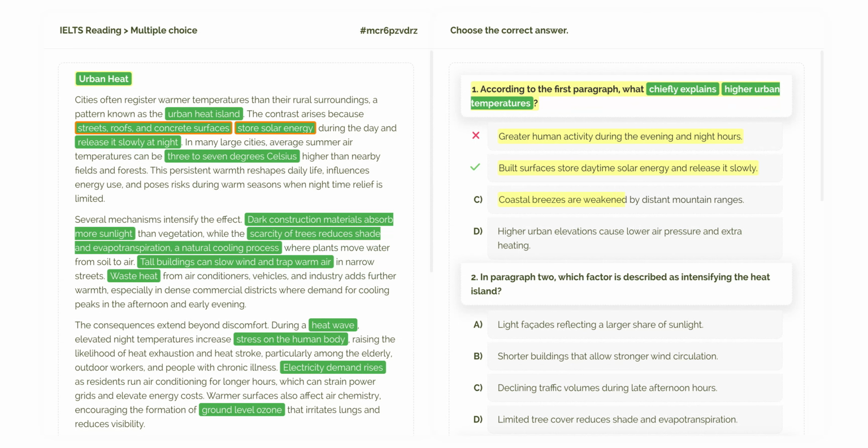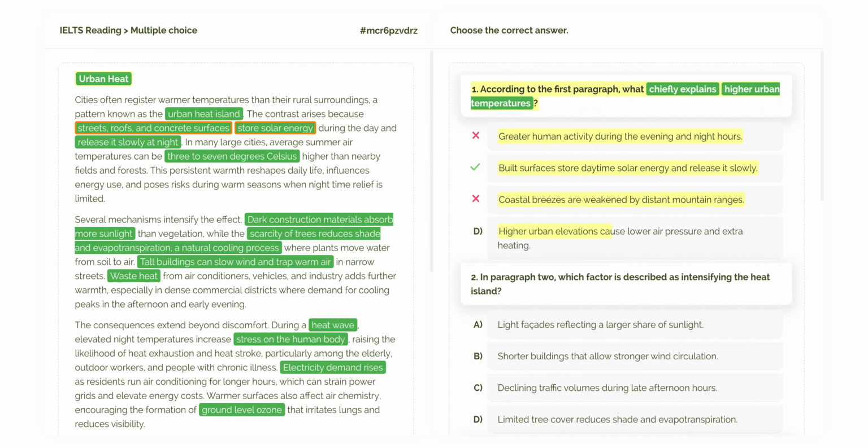Coastal breezes are weakened by distant mountain ranges. I'm scanning the first paragraph for any mention of coastal breezes or mountain ranges. These words are not there. The text doesn't talk about these geographical features at all. This is classic distractor information that isn't supported by the passage. This option is incorrect.